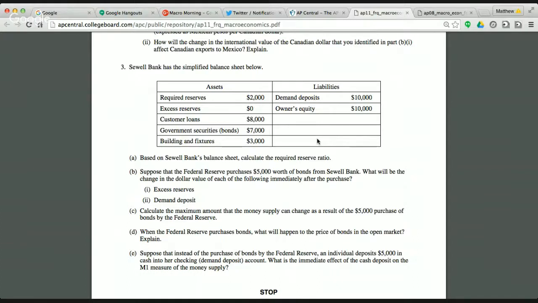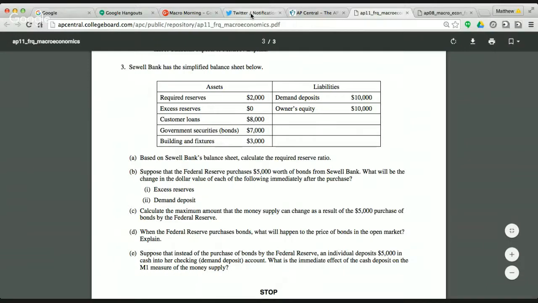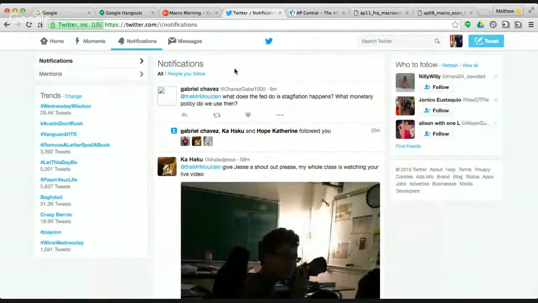Is it required reserves over demand deposit? Let's say it's on a reservation. Yes. So it's 20%. Yes. All right, so anybody watching, we have probably about another 30 minutes to go. So if you have any questions.